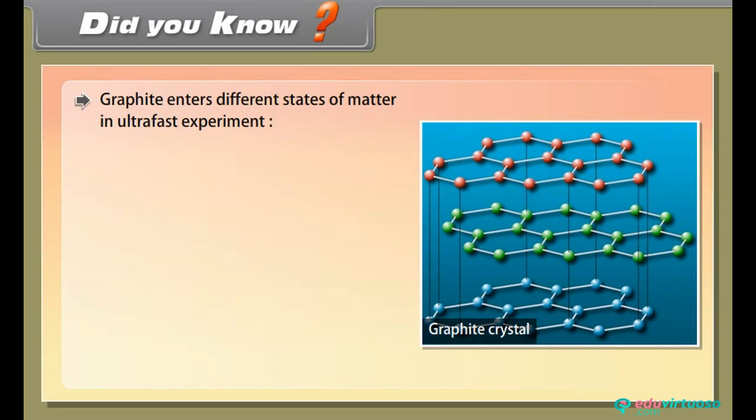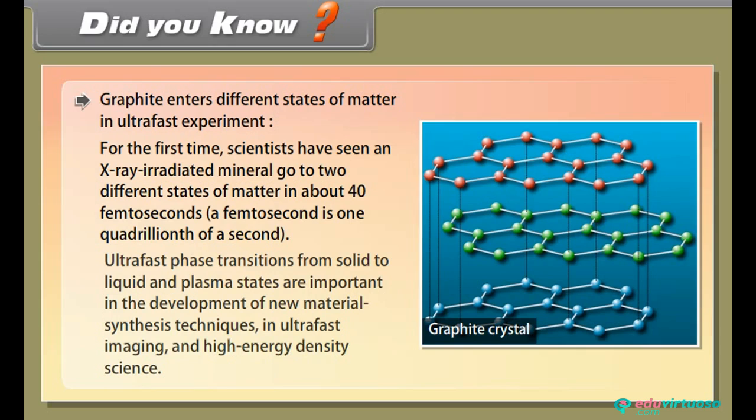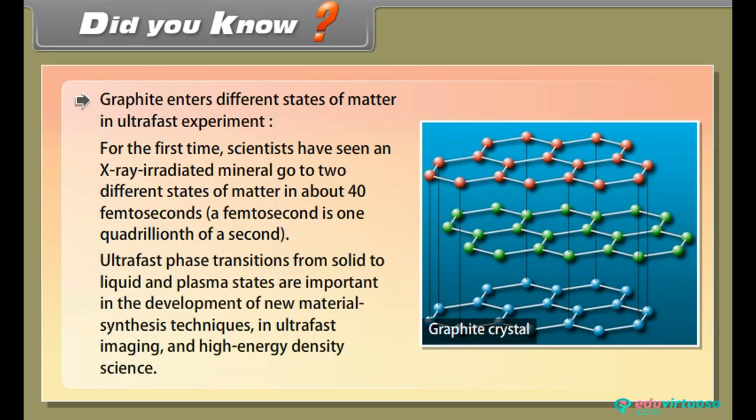Did you know? Graphite enters different states of matter in ultra-fast experiment. For the first time, scientists have seen an X-ray irradiated mineral go to two different states of matter in about 40 femtoseconds. A femtosecond is 1 quadrillionth of a second. Ultra-fast phase transitions from solid to liquid and plasma states are important in the development of new material synthesis techniques in ultra-fast imaging and high energy density science.